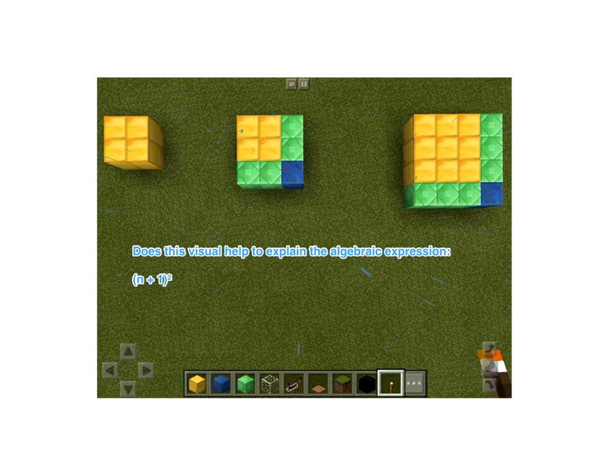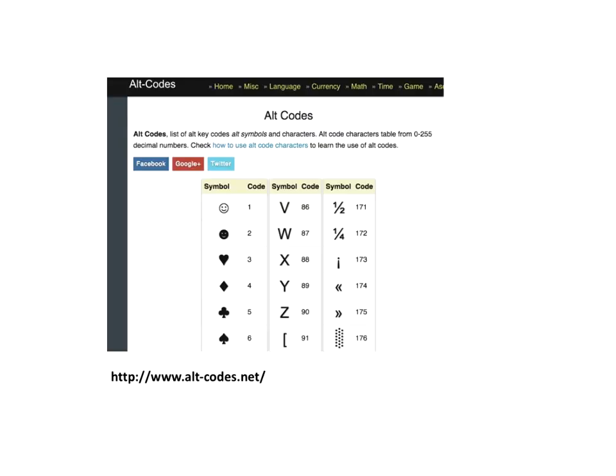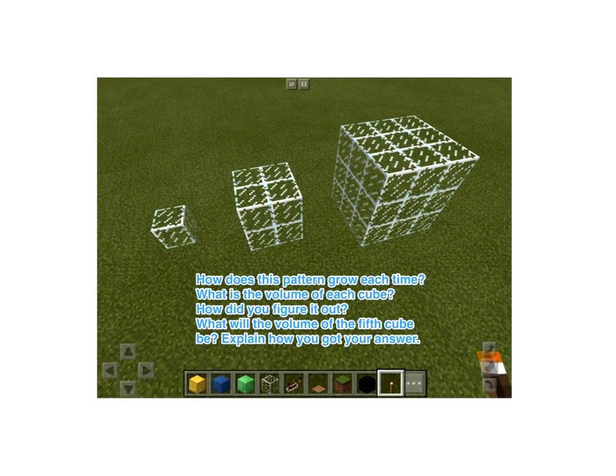Just a little aside, I was trying to find the little squared symbol and having trouble, and I found this website. I'm sure most of you already know it, but if you don't, you can find just about any mathematical symbol on this website, and you type in the right code, or you copy it and paste it in, and it's really great to have.